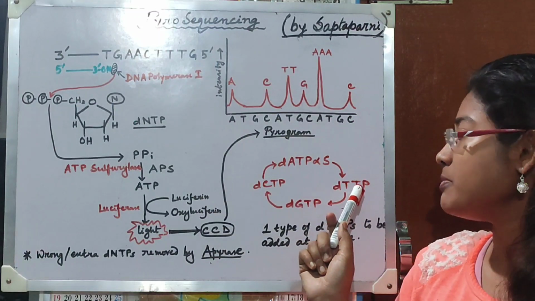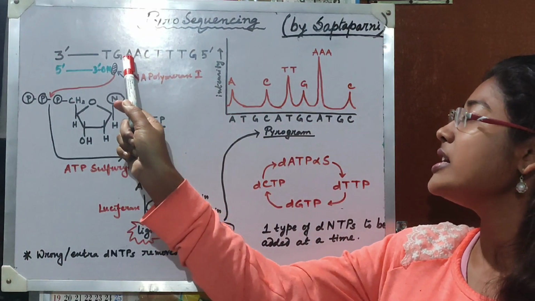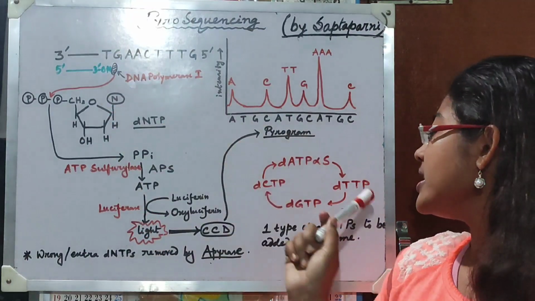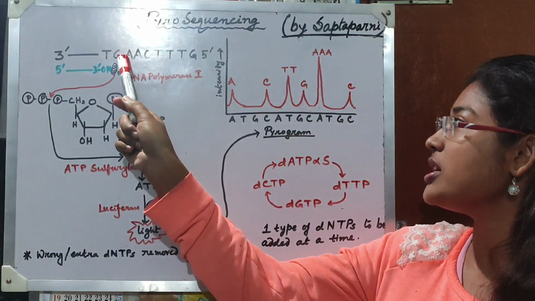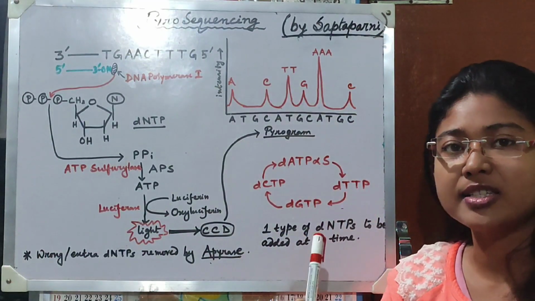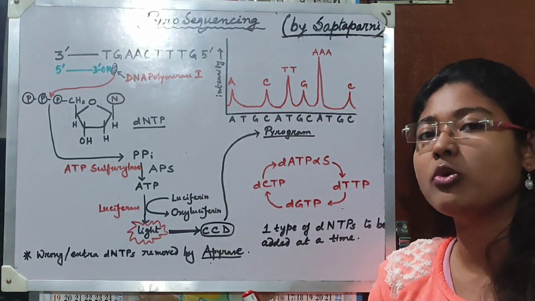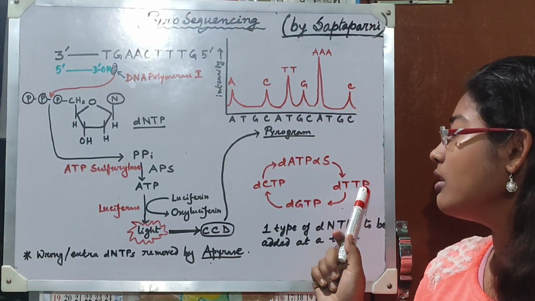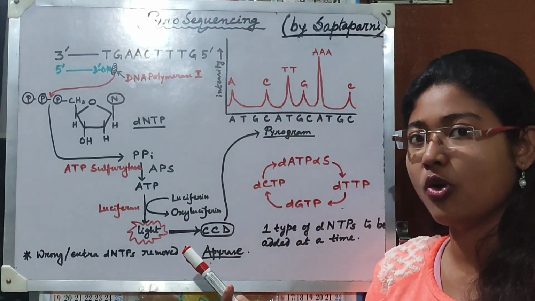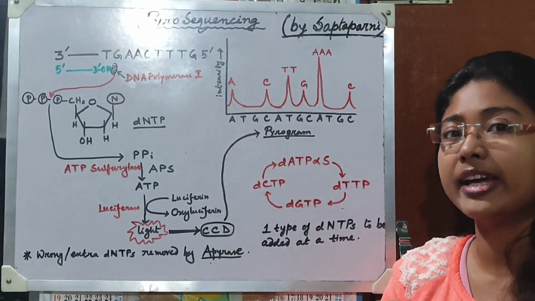Next we will add dTTP. So dTTP will complementary base pair with A, okay. But here see the next base is not A, next base is G. So the dTTP will not get attached here and no light will be formed, okay. So to remove the dTTP from the solution, we need another enzyme known as apyrase, okay. Apyrase will remove all the wrong dNTPs, and it will also remove extra dNTPs from the solution, okay, so that there is no overlapping of dNTPs in the next step, okay.